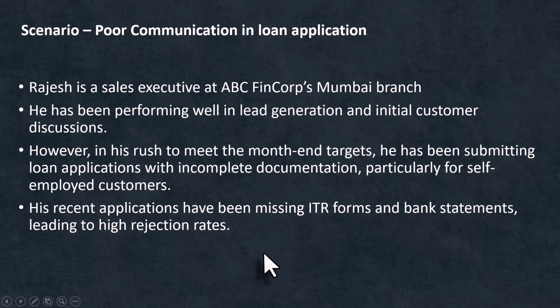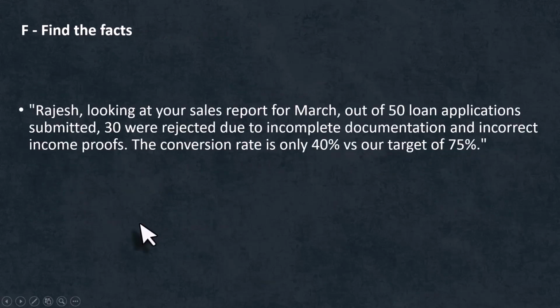So this is the scenario. Now, you as a supervisor have to give feedback to Rajesh using the FEED model. How will you do it? Let's take it step by step. F, find the facts. You can say something like this. Rajesh, looking at your sales report for March, out of 50 loan applications submitted, 30 were rejected due to incomplete documentation and incorrect income proofs. The conversion rate is only 40% versus our target of 75%.